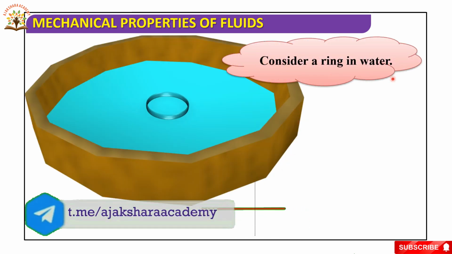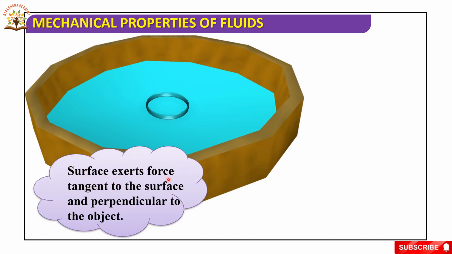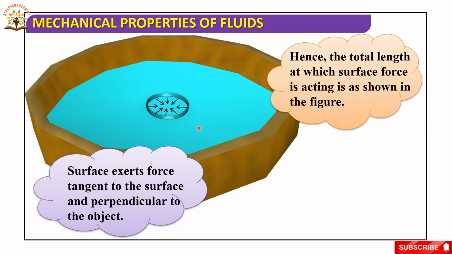Consider a ring in water. See the picture. Surface exerts force tangent to the surface and perpendicular to the object. See here, and a surface film is formed in the ring. This is the surface film. Hence, the total length at which surface force is acting is as shown in the figure.